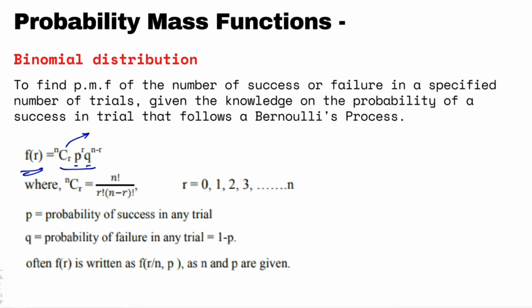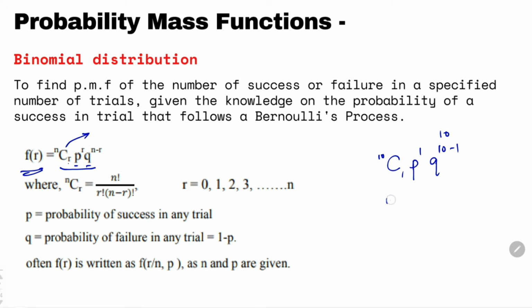Okay, so first nCr, that is the number of combinations of successes in n trials, then the probability of success in a trial, multiplied by the probability of failure in any trial. If we do that, suppose there are totally 10 trials, then for the first trial it will be like this.